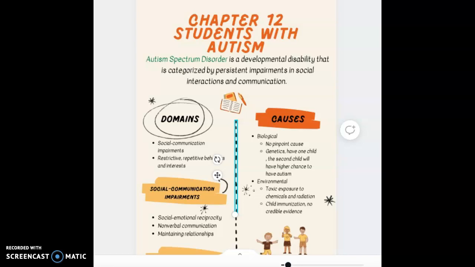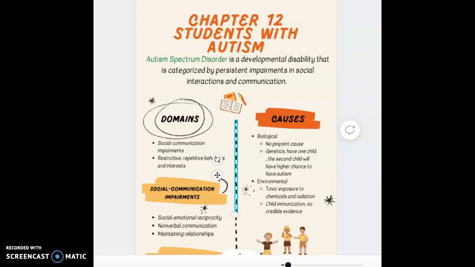First, I'm going to start off with Chapter 12, and it's about students with autism. This chapter really stood out for me because I work as an instructional assistant in a special education class with students with autism mainly, and other impairments, but mainly there are students with autism in a mild-moderate class. And when I started working in this class, I had no idea what autism was.